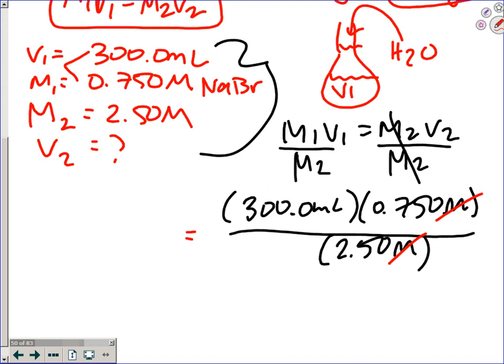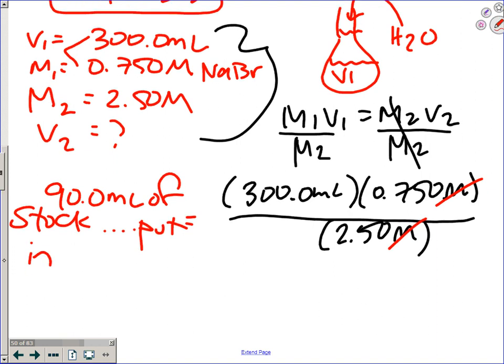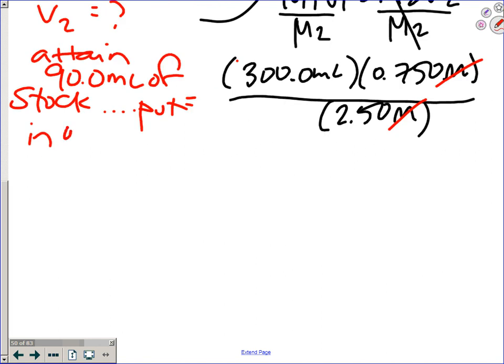What is it? 90 milliliters. Good, of stock. And then you're going to put it in, you're going to dilute it just so you can get 300 milliliters. So put it in a V flask. What size volumetric flask? 300 milliliters, because that's the final solution volume you wanted.